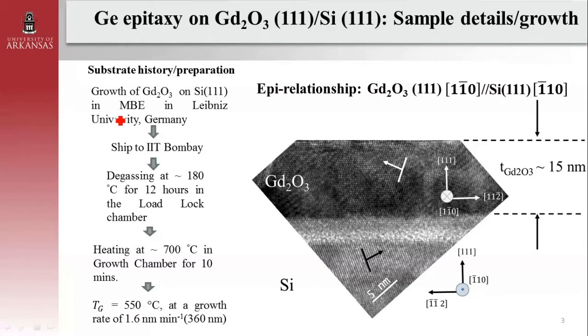By MBE, yeah. And we have grown the germanium epilayer over that by MBE in IIT Bombay. The process of the growth is not much different from other growth methods. We have done degassing, heating of the substrate in the growth chamber for cleaning the surface for the subsequent growth of the germanium epilayer. The germanium epilayer was grown at 550 degrees centigrade at a growth rate of 1.6 nanometer per minute, which is roughly around 360 nanometers.